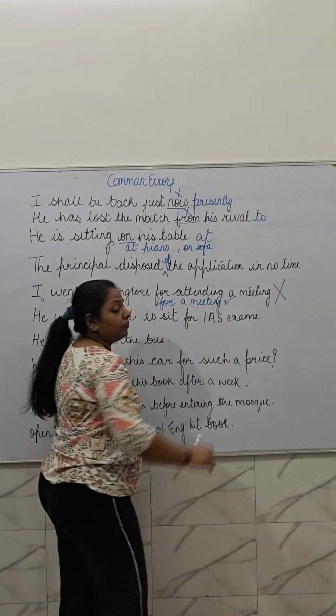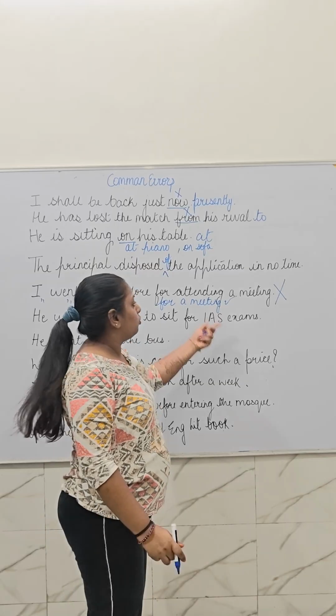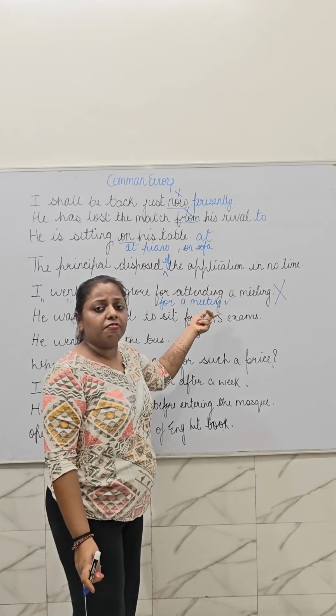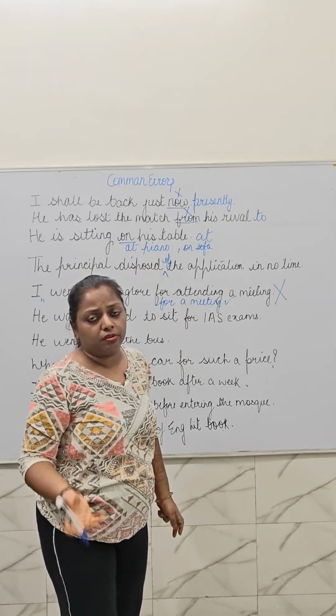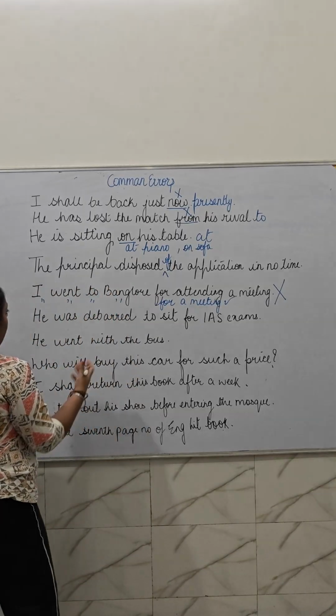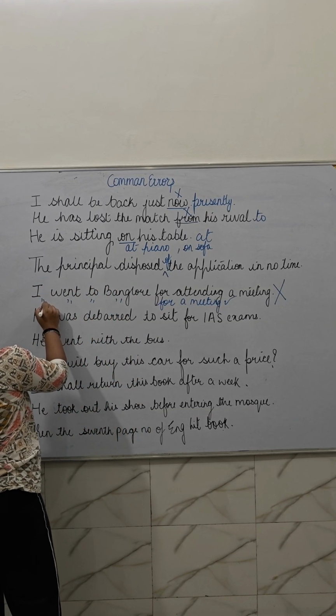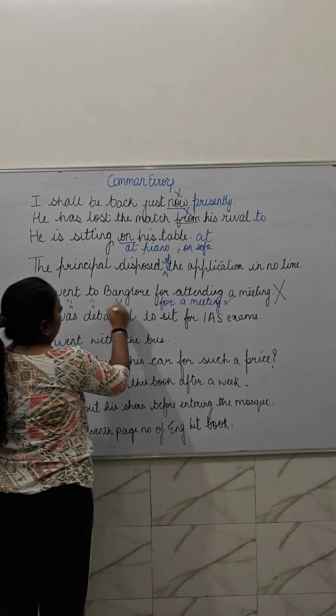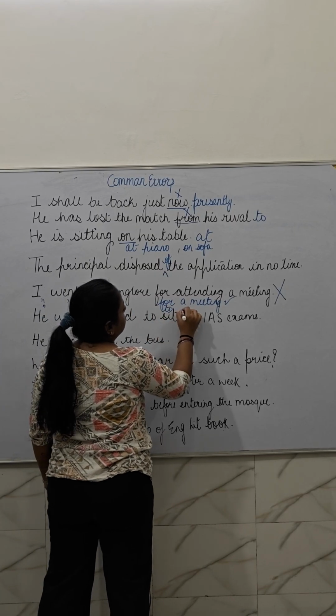This is one way of saying the sentence. The reason could be anything. Over here I've written meeting, but the reason could be anything. Or, another way of saying it, I went to Bombay to attend the meeting.